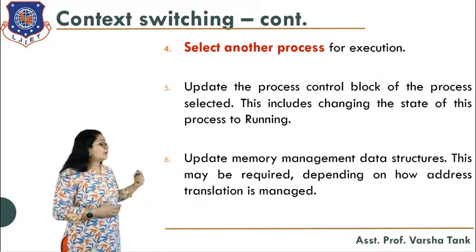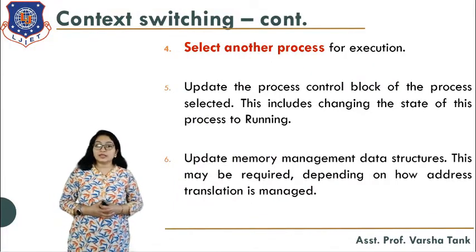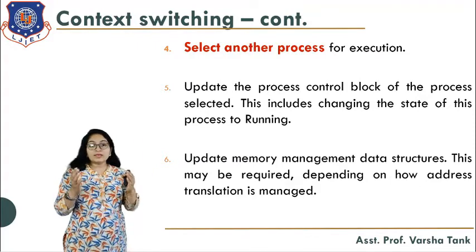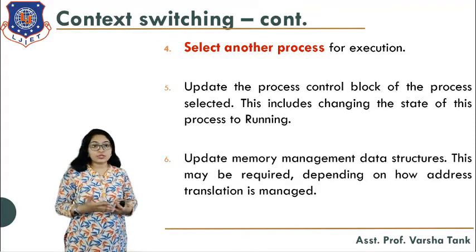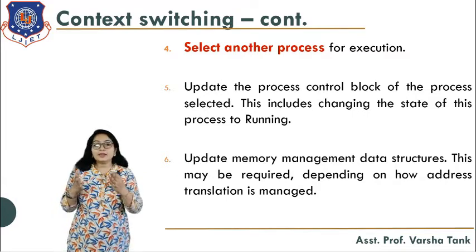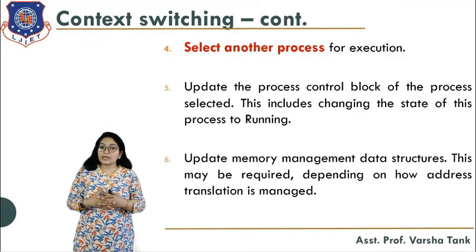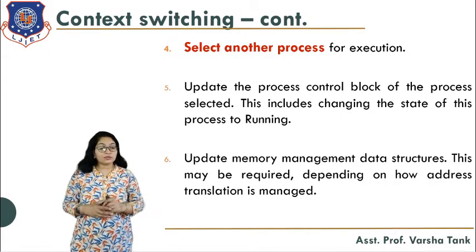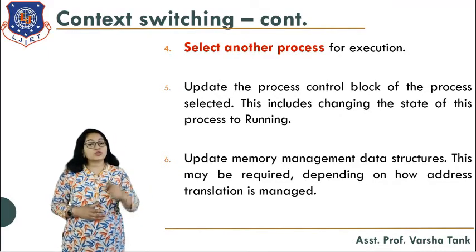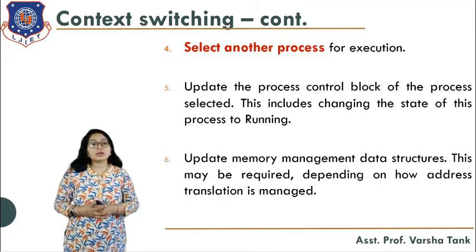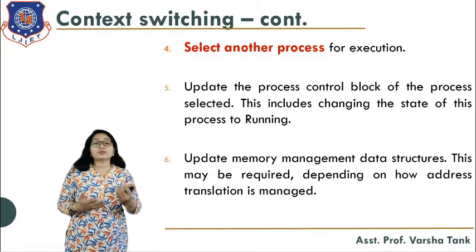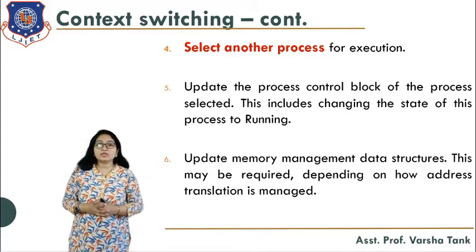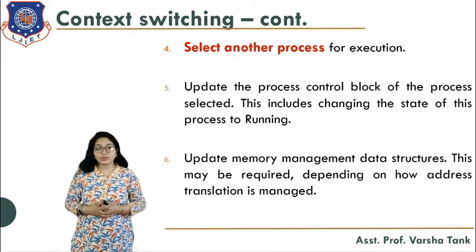Now another step is to select another process for execution. So what do we have to do? Update the process control block of the selected process. That process was blocked until now, and now it is under execution. So again we have to change the process control block of the newly arrived process for execution. This includes changing the state of this process to running.